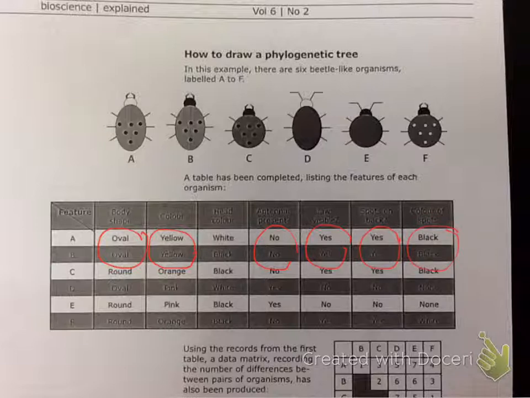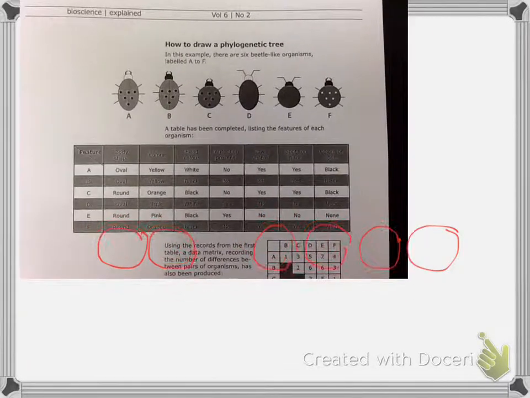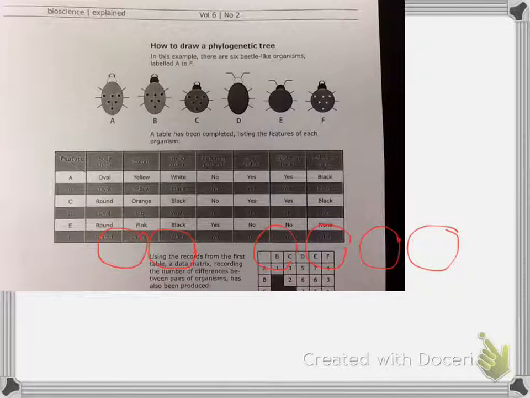They have most features in common. The only difference between them is their head color. They're pretty darn similar. So we would say A and B, and this is shown down in the lower part. A and B only have one difference. Oh, and of course those don't go with me. Of course not.